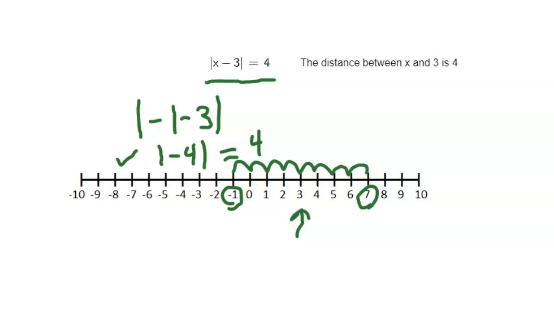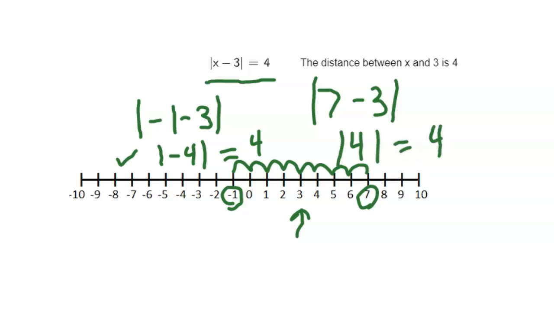Now let's check out 7. Well, 7 minus 3, the absolute value of that is 4. The absolute value of 4 is +4. If you take the sign away, it checks out. So both answers are correct in that case.